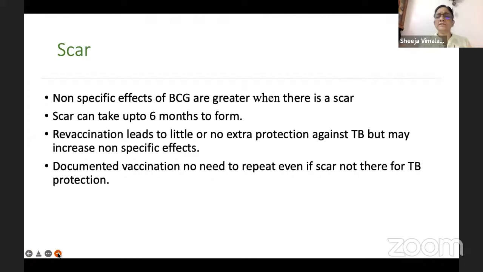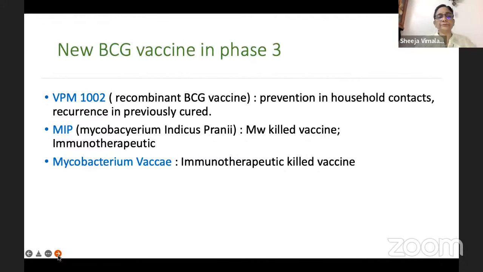So just know the two terms. That is, even if you don't have a scar, if you have documentation that you have received the vaccine, no need to repeat. The second, there are certain non-specific effects for BCG, which is mainly related to trained primary immunity, which protects you against unrelated viruses, bacteria, as well as protozoa.